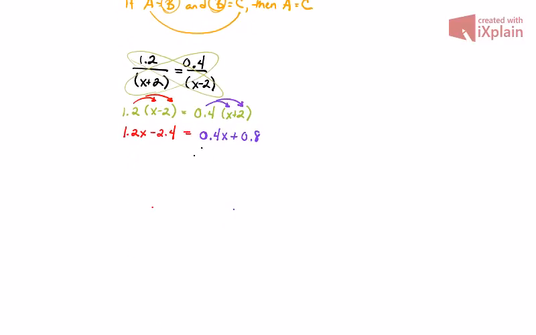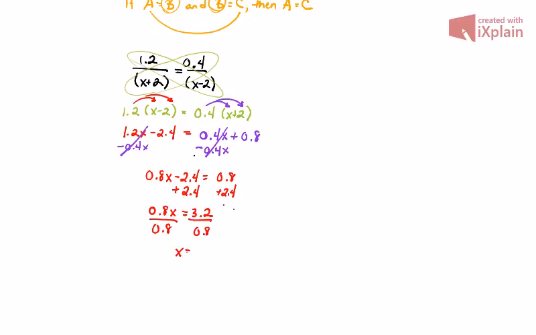From here, I'll move this up and we're going to combine like terms. I'll subtract 4/10 x from both sides. This is going to give me 8/10 x minus 2.4 is equal to 8/10. We'll add 2 and 4/10 to both sides, and this will give me 8/10 x is equal to 3.2. Divide both sides by 8/10, and we get that x is equal to 4 miles per hour.